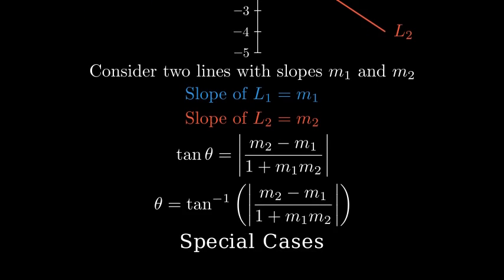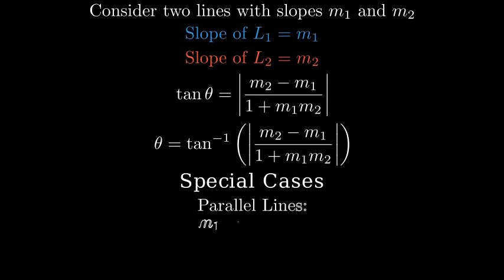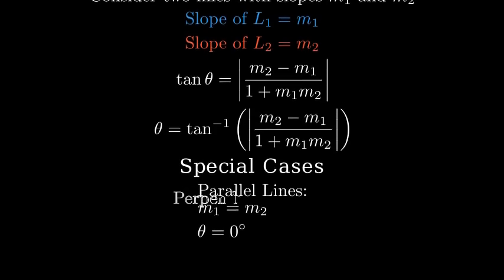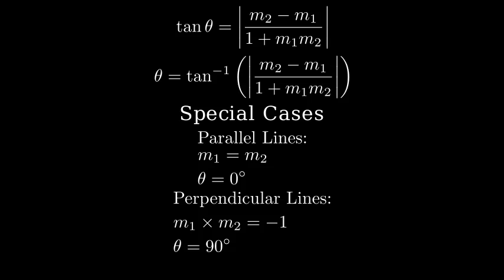There are some special cases to consider. First, if the lines are parallel, then their slopes are equal, meaning m1 equals m2. In this case, the angle between them is 0 degrees. Second, if the lines are perpendicular, then the product of their slopes is -1. That is, m1 times m2 equals -1. In this case, the angle is 90 degrees.